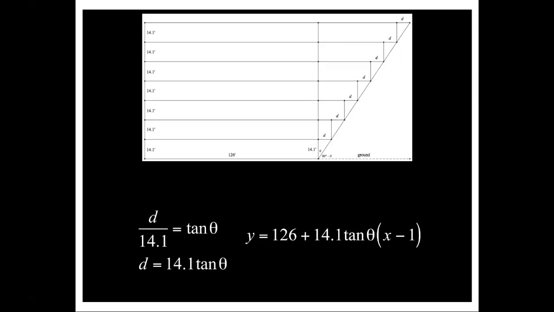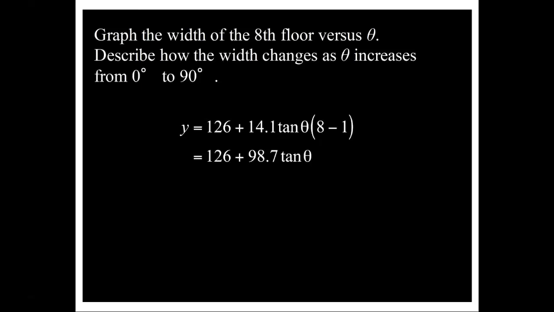So one thing you could do here is just pick a floor. You could say, let's look at the eighth floor, and let's look at the relationship between the width of the eighth floor and theta. As you change the angle, how does the width of the eighth floor change? Then you have a function of one variable, y in terms of theta. And the really nice thing is you can ask students how it changes. What happens as you increase theta from, say, 0 degrees, where it's straight up, to 90 degrees? What happens to the value of y?